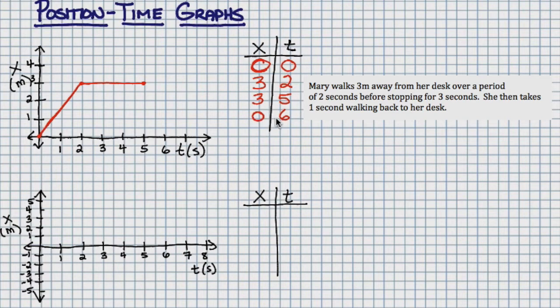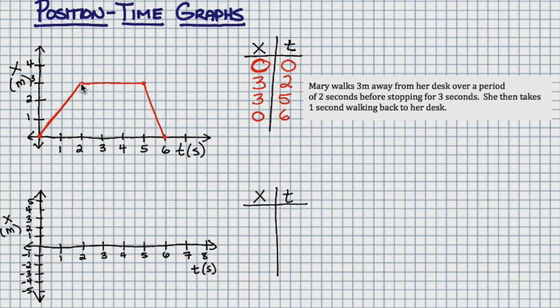And last but not least, she took 1 second going back. So at 6 seconds after she started moving, she's back where she started. So we should have 6, 0. We can connect that as well. We assume constant velocity. And here you have the position time graph of Mary's movement. Started at her desk, started to walk away. Her position is increasing over a time of 2 seconds.